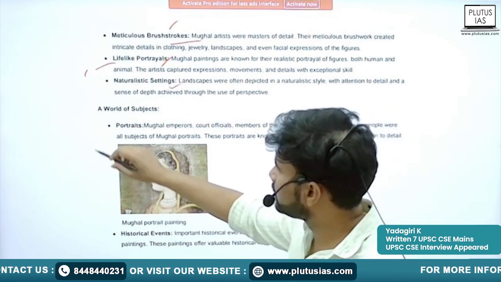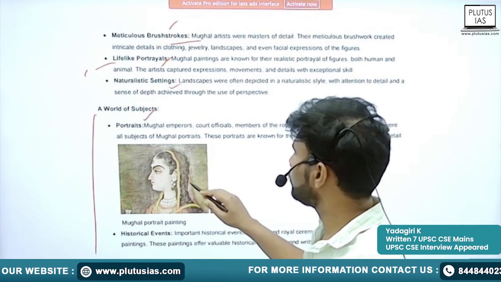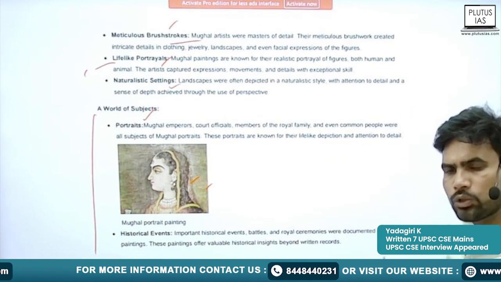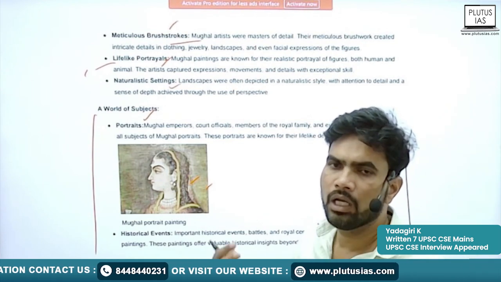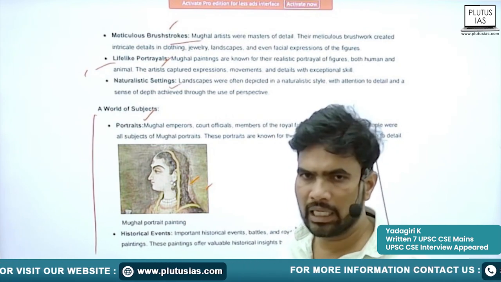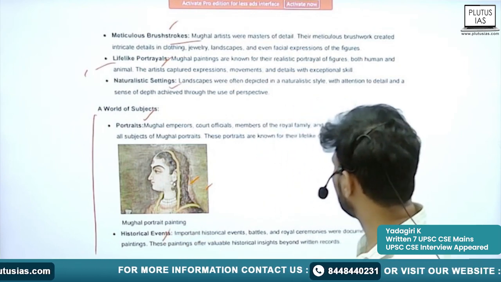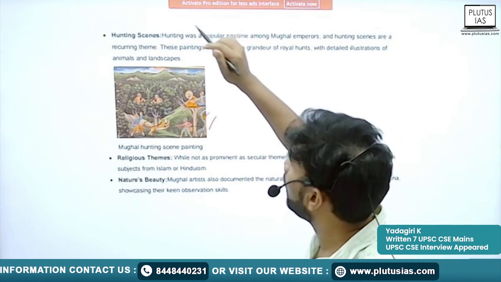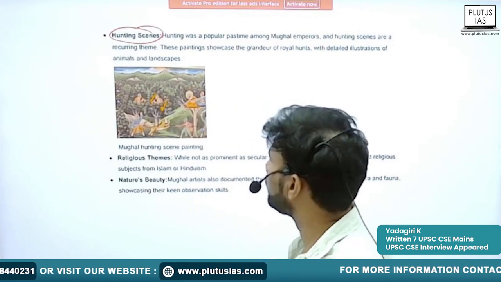So what are the subjects in the Mughal paintings? Portraits will be there. So this is a portrait painting of a beautiful woman. And apart from that, you will also see portraits of the Mughal emperors themselves, like the portrait of Shah Jahan, Aurangzeb, Jahangir. So you will see all the portraits, right? Historical events have also been depicted. So here you can see historical events. These are hunting scenes. Hunting scenes have also been depicted.